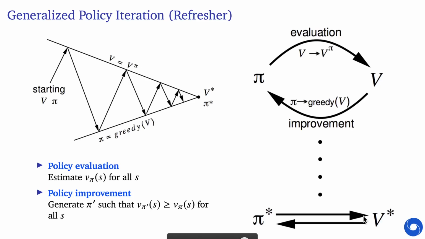When this ceases to change anything, that means by definition we must have found the optimal value function, because it means that the true value of the policy is equal to the greedy value. And that by definition will be the optimal value function. This has all been discussed in lectures 3 and 4.